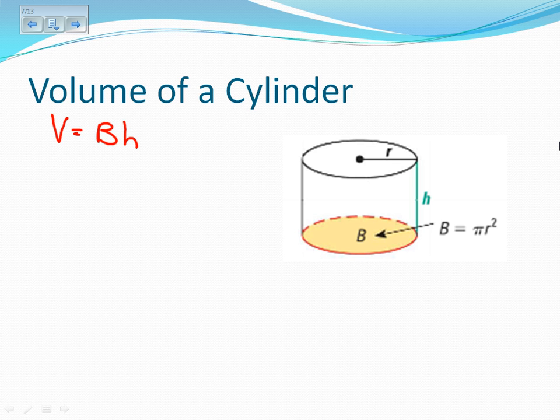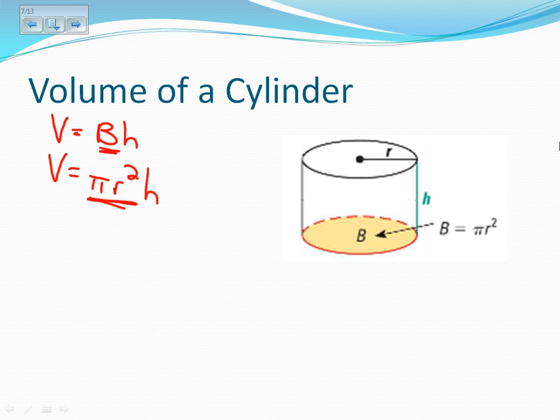Same thing. If you have a bunch of circles all stacked on top of each other, you just got to find the area of the bottom one and then multiply by how tall it is. Well, we know the formula for the base for a circle. It's pi r squared. So the volume of a cylinder is pi r squared h, because this base became pi r squared. Does that make sense? Yeah. Easy enough?